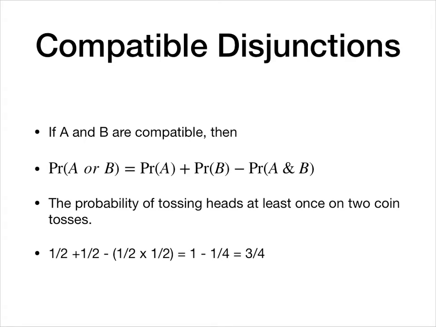The probability of tossing heads at least once on two coin tosses. We have 1/2, getting heads the first time, plus 1/2, getting heads the second time. Now, we know the answer to this can't be 1 because that would mean we have to get at least one head. But we can get tails both times. So what we have to do is subtract the probability of getting heads twice, 1/2 times 1/2, since those are independent events. So that's equal to 1 minus 1/4 equals 3/4.